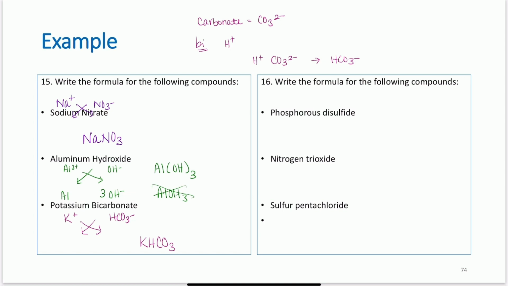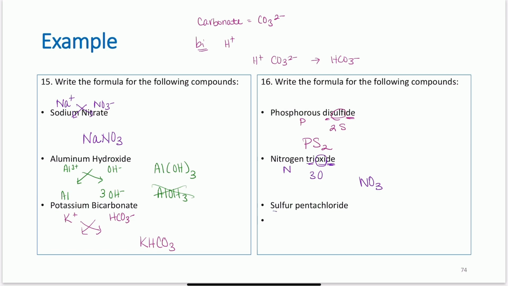Phosphorus disulfide. Phosphorus, P, sulfide. Remember, the ide is just the anion ending. Sulf tells me the element, sulfur, and di tells me I have 2 of them. So PS2. Nitrogen trioxide. Nitrogen, oxide: ide is for the ending, ox tells me it's oxygen, tri tells me I have 3. NO3.